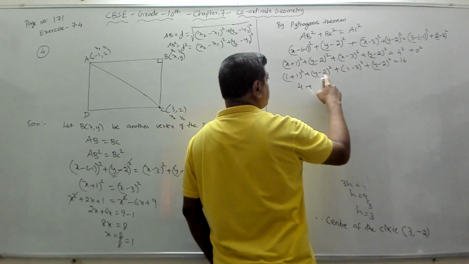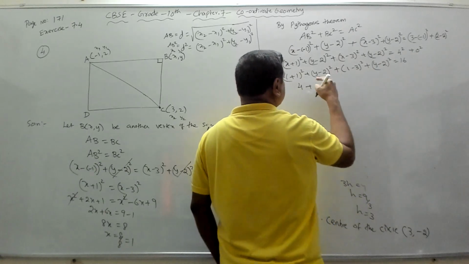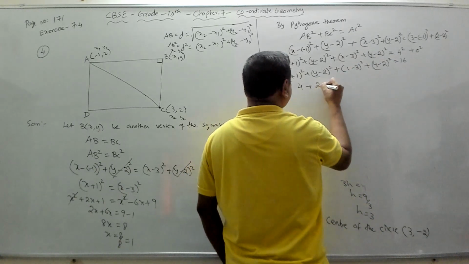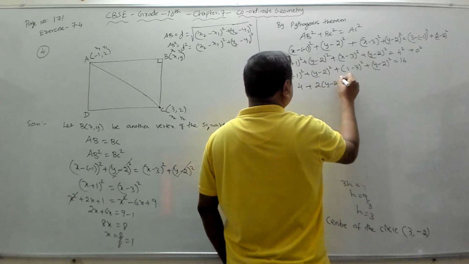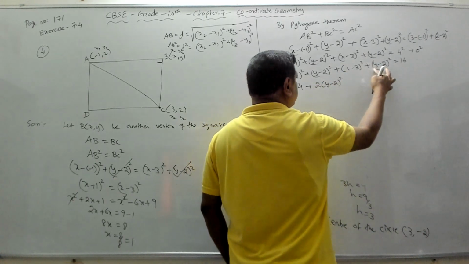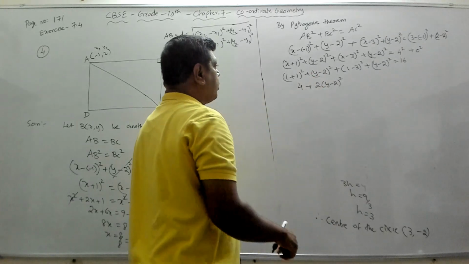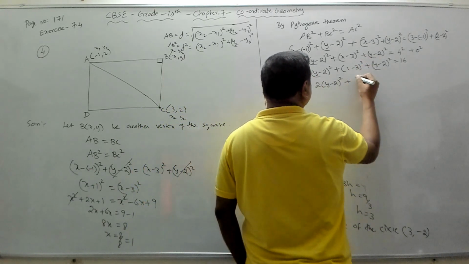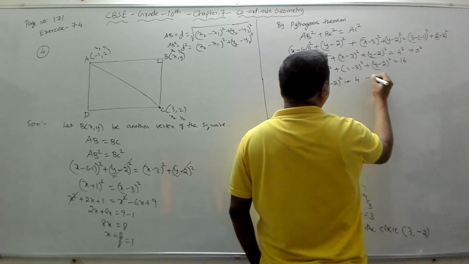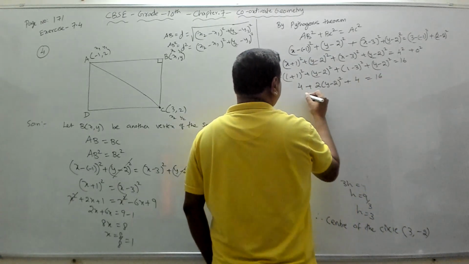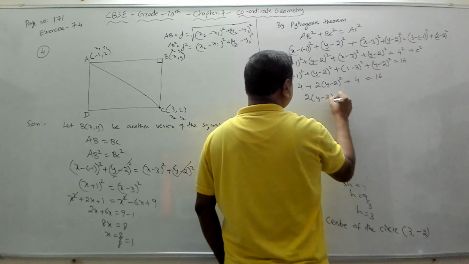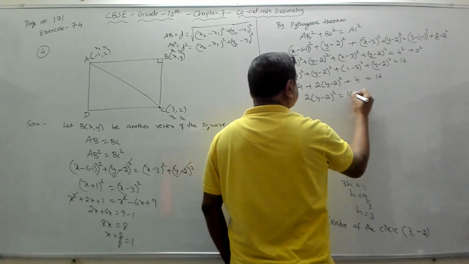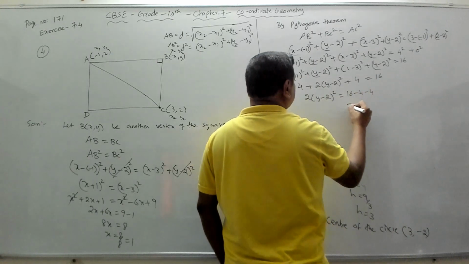sorry, this is plus. Now this is (y minus 2) the whole square, this is also (y minus 2) the whole square. So we can write it as 2 into (y minus 2) the whole square. So (y minus 2) the whole square plus (y minus 2) the whole square is 2 into (y minus 2) the whole square, plus (1 minus 3) the whole square, which is (minus 2) the whole square, which is 4, equal to 16. Now 2 into (y minus 2) the whole square equal to this, these two 4s will go to the other side. So you'll get 16 minus 4, which means 8.